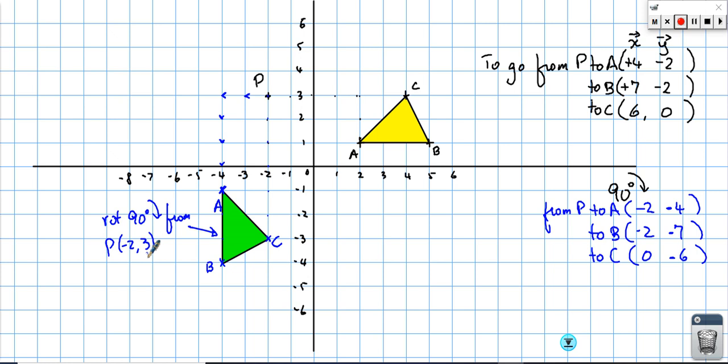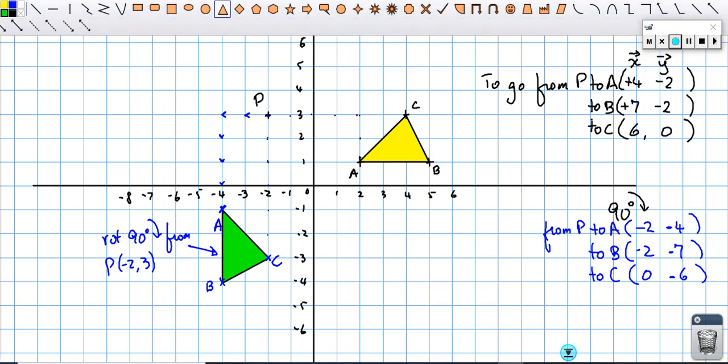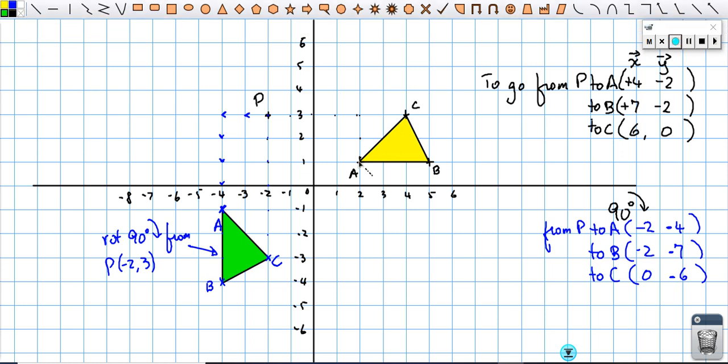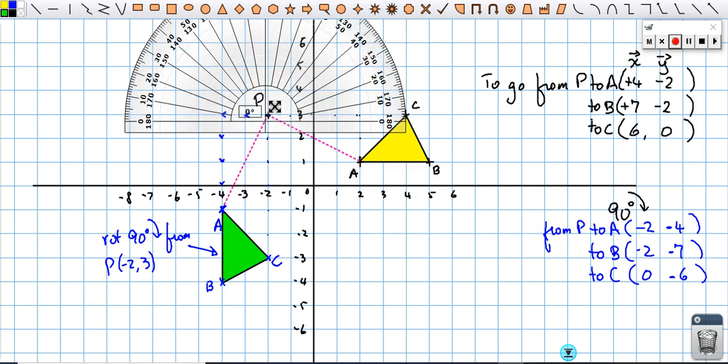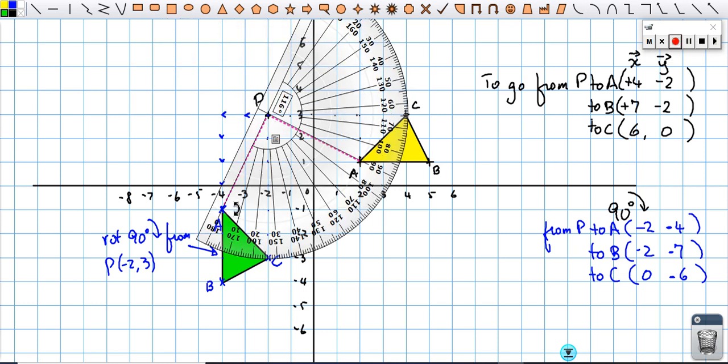We can check our answer by choosing one coordinate. I'm going to draw a line from P to A and from P to A', and we can use our protractor to check that the angle is in fact a right angle. As you can see, we have a right angle there, that's a 90 degree angle. We have rotated that triangle 90 degrees clockwise from that point.